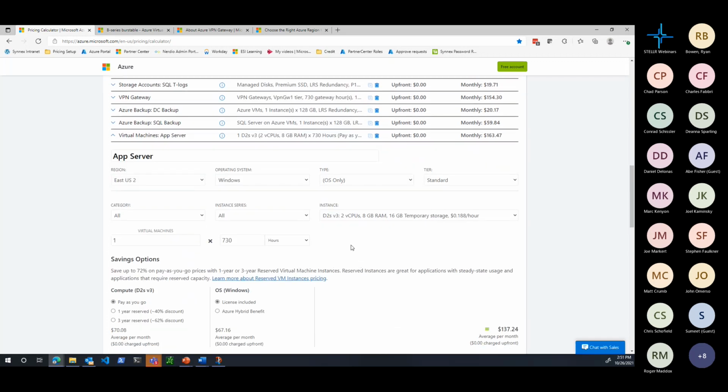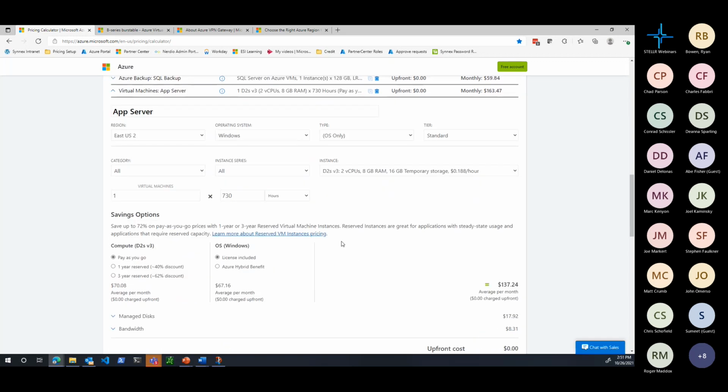And what I'll talk about here is savings options, right? I have an application server and it needs 2 CPUs, 8 gigs of RAM. We can see that it's 18 cents an hour. Well, what are reserved instances and OS costs? These are 2 things that we get a lot of questions on, because when we do reserve, you're looking at a 40% or a 62% discount. This is telling Microsoft, and these are just cost estimates.